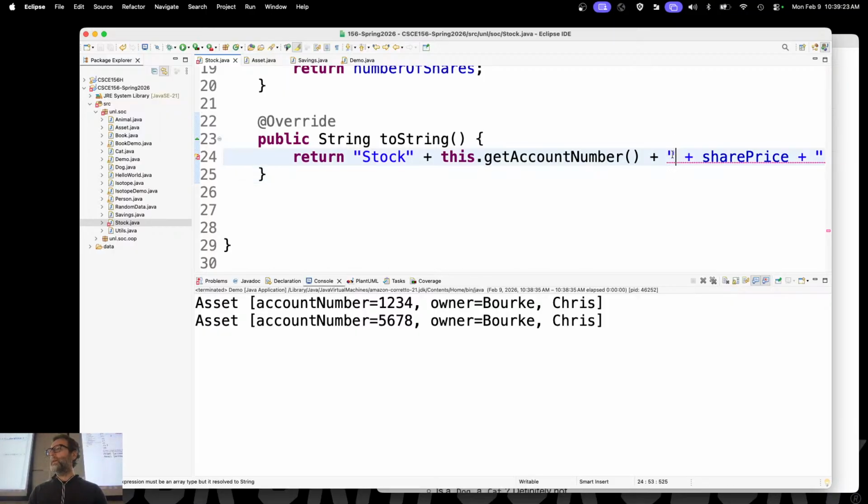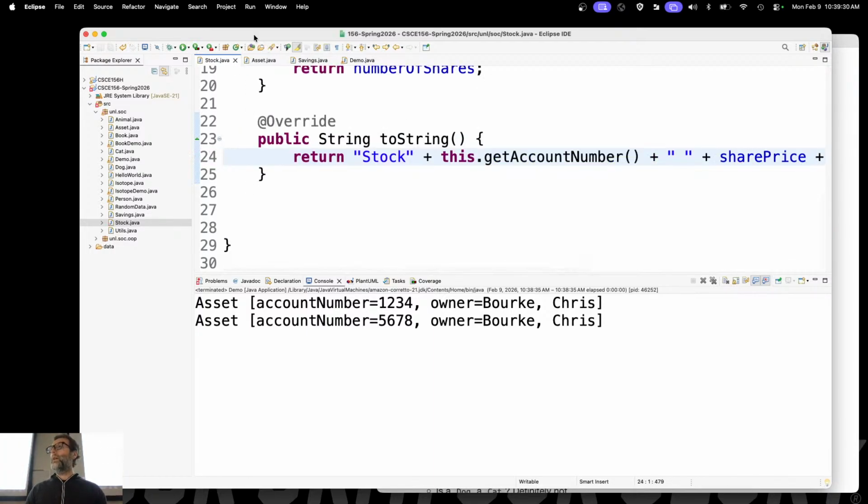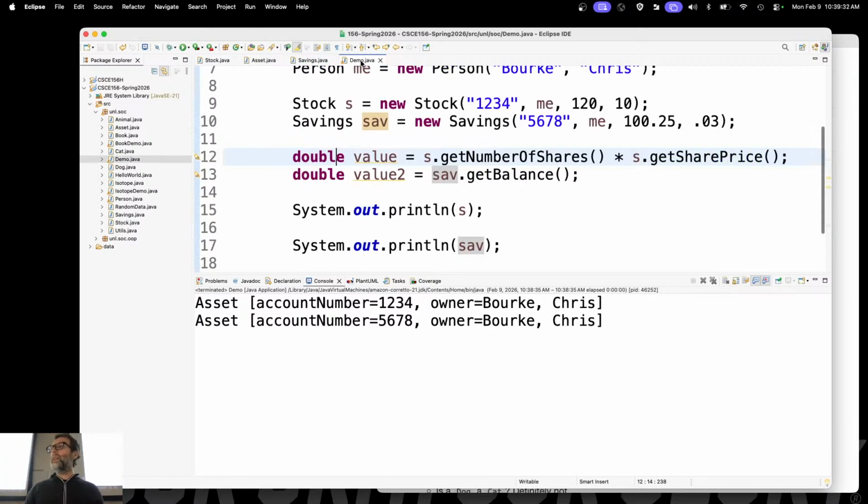Oops, I need a space in there, I think. There we go. Oops, nope. Undo. There we go. All right. Now let's come back over here to the demo, and you'll see that account 1234 now has different behavior. It has more specific behavior. It doesn't look very pretty, but that's all right.